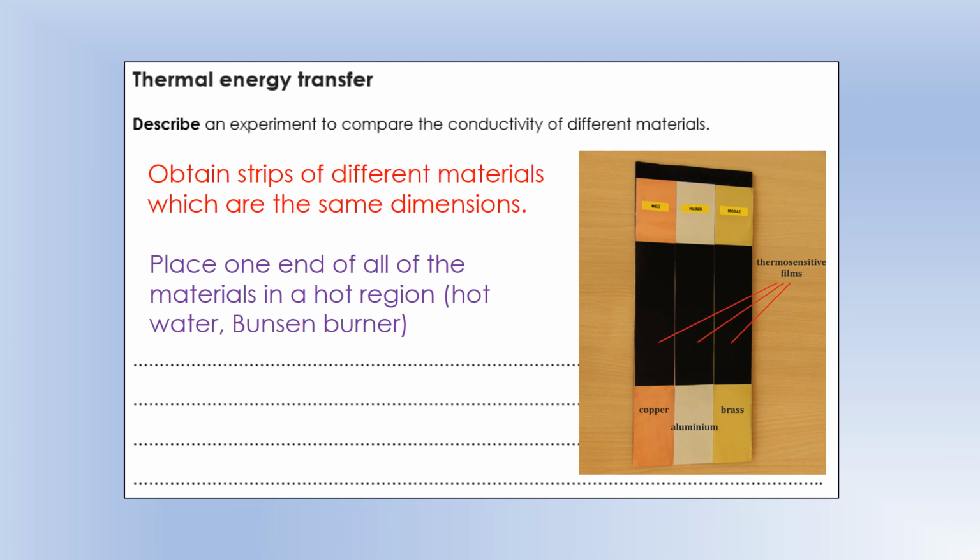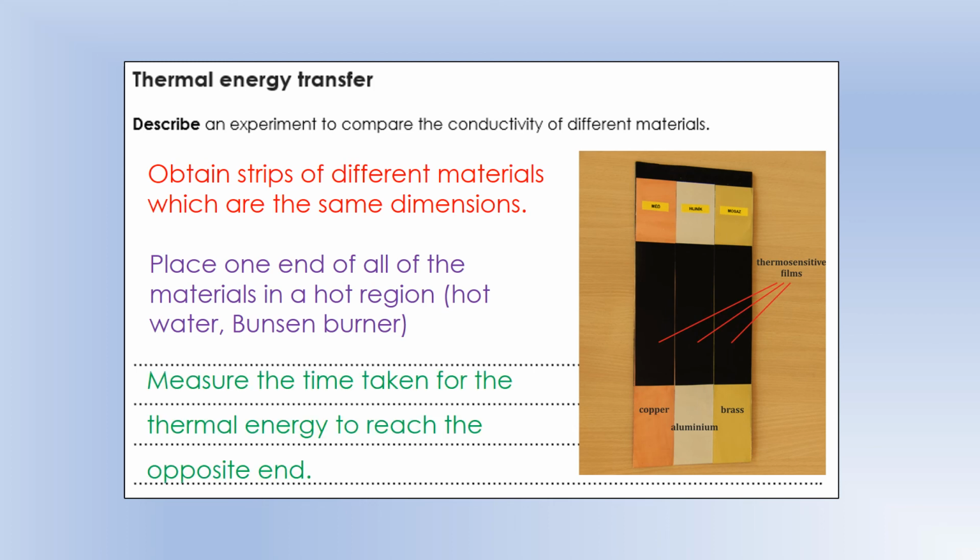And then what we do is we put all of them in a hot region. So we might put them into a Bunsen burner, we might put them in hot water, as long as they're all exposed to the same temperature. And then what we'd do is we'd measure the time it takes for thermal energy to reach the opposite end. Because the faster thermal energy travels, the better it is as a conductor, or the higher the conductivity is.